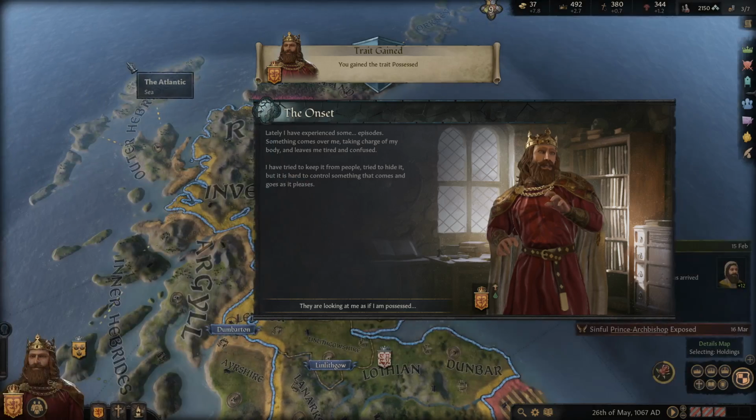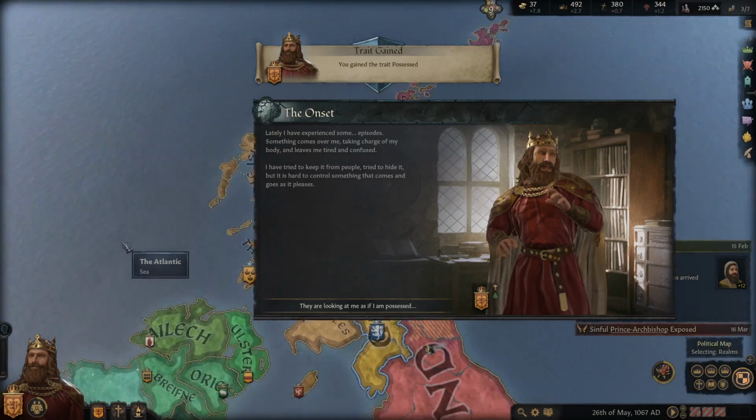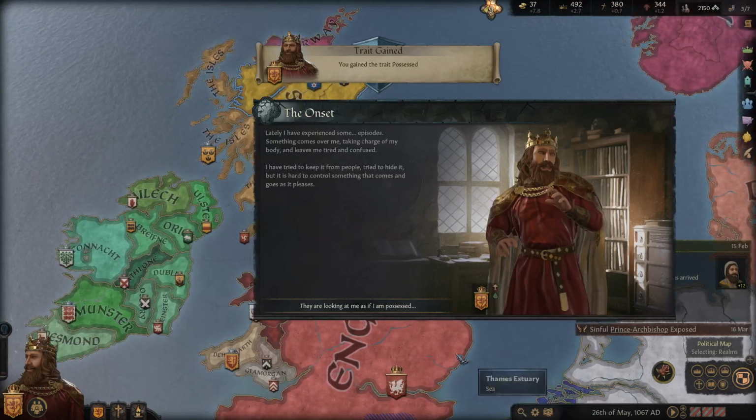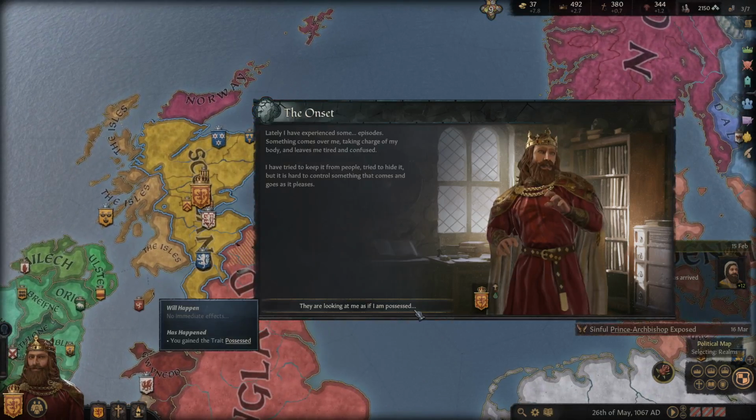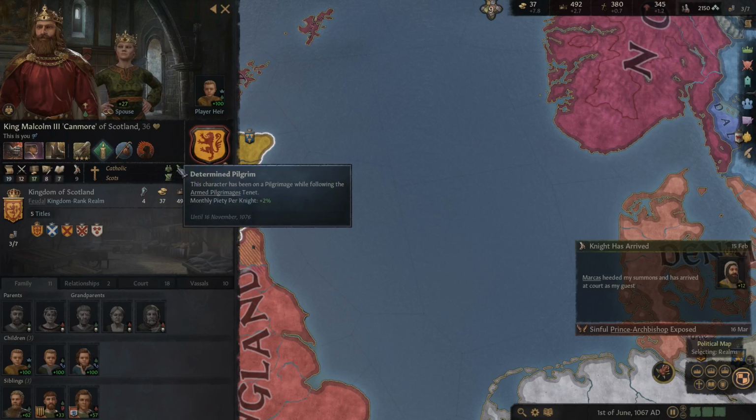Okay, I'm having more episodes. Something comes over me, taking charge of my body, and leaves me tired and confused. I have tried to keep it from people, tried to hide it, but it is hard to control something that comes and goes as it pleases. They are looking at me as if I am possessed. Ooh, spooky music! Spooky music!